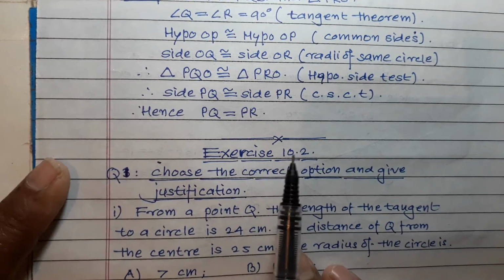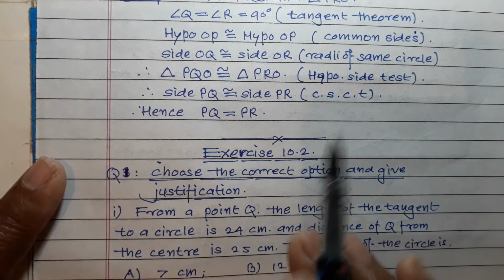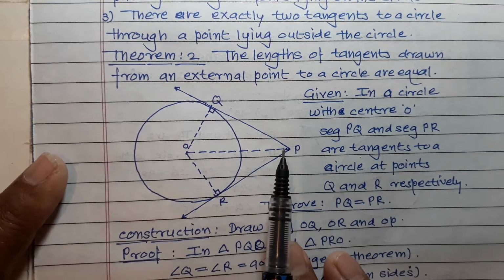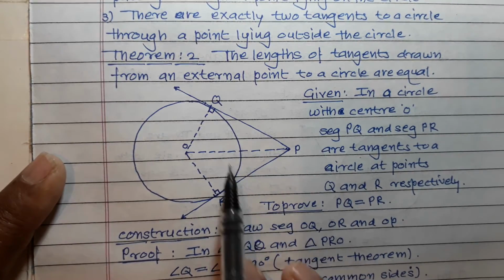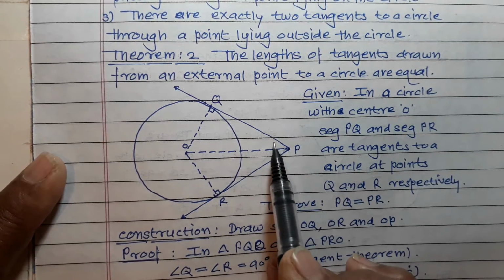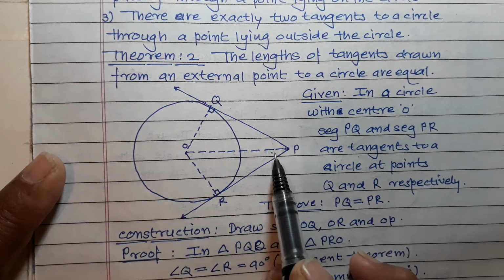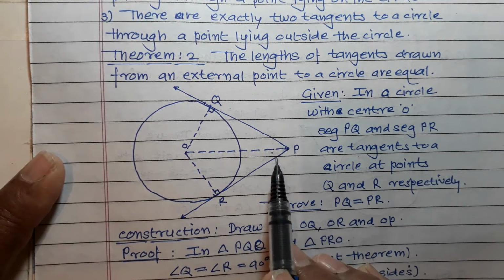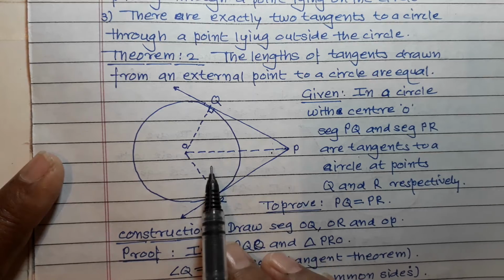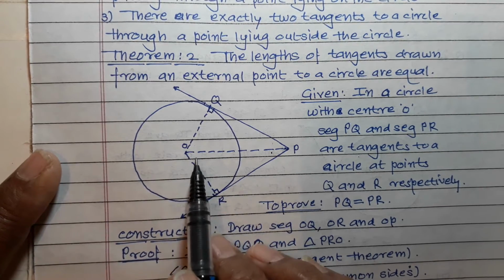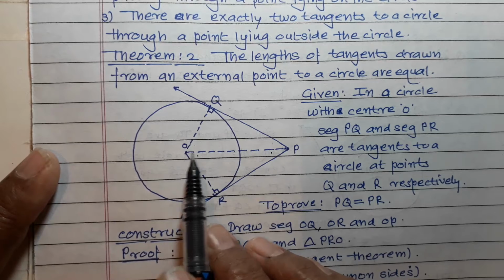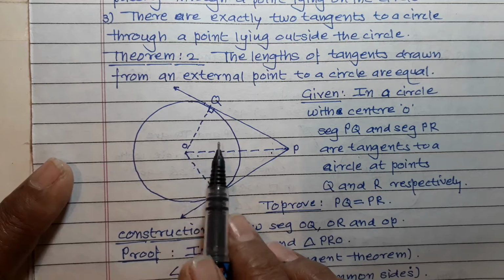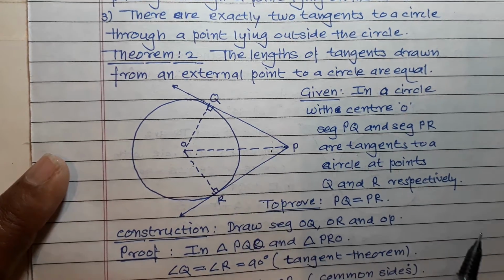Then exercise 10.2. Now in this case remember two more points. These two triangles are congruent, therefore this angle and this angle are equal, and therefore OP is the bisector of this angle. Similarly, these two triangles are congruent, therefore this angle and this angle are equal. So OP is the bisector of this angle also. These two properties are very important.